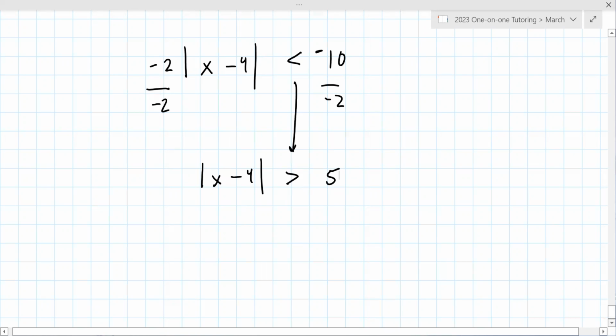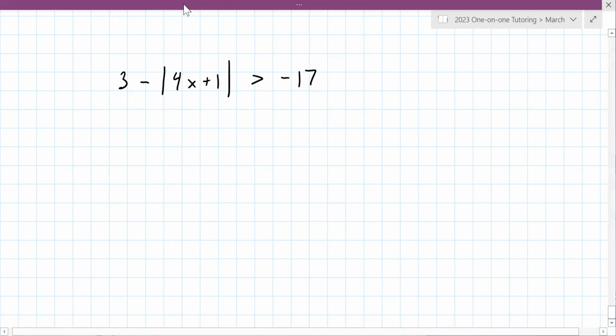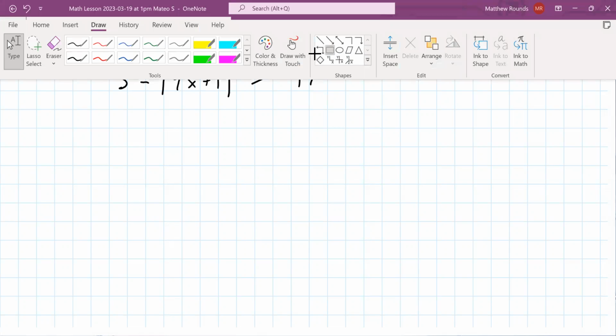All right, so let's look at another example here. Let's say it's 3 minus absolute value 4x plus 1 greater than -17. Okay. What is the first thing to undo on the left side of the equation, the side with the absolute value?